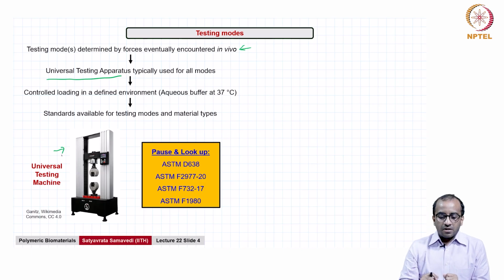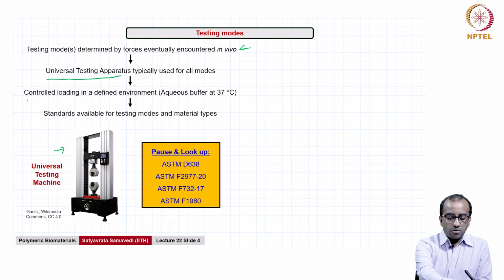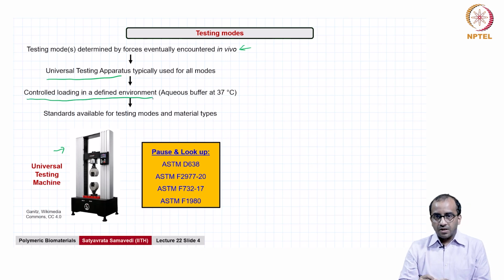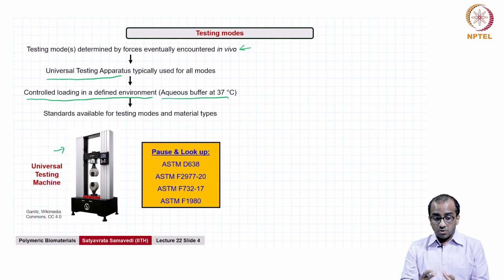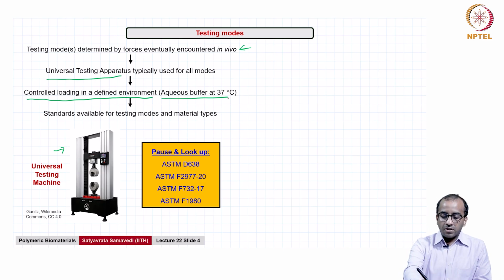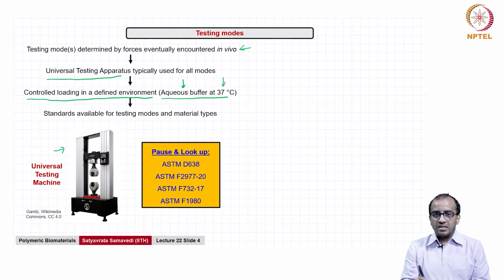What you are also doing here is accounting for controlled loading within a defined environment, where in the initial stages at least you are primarily interested in controlled or defined environments, but also accounting for the fact that the material will be deployed in an environment where there is an aqueous buffer. So, that is the solvent, and that buffer is at 37 degrees Celsius, which is the body temperature. So, all our earlier concepts about temperature and solvent effects should be contextualized here.